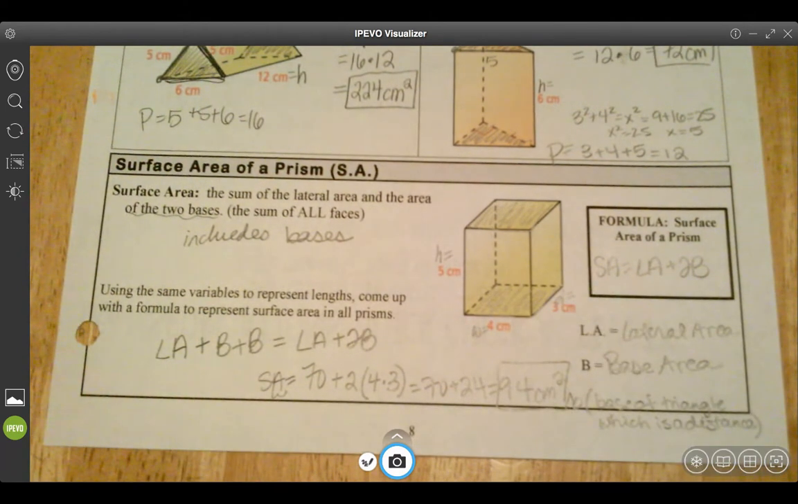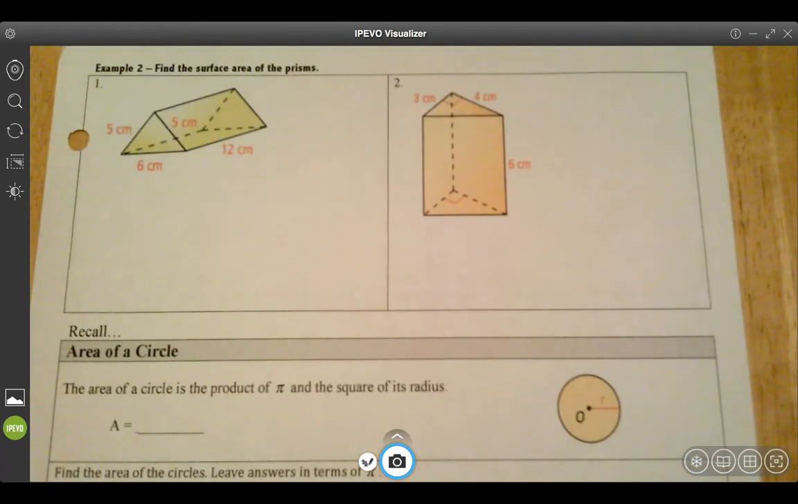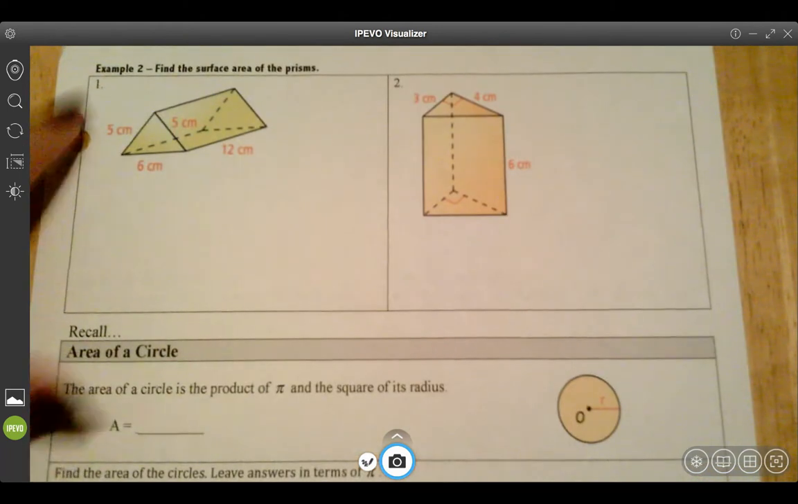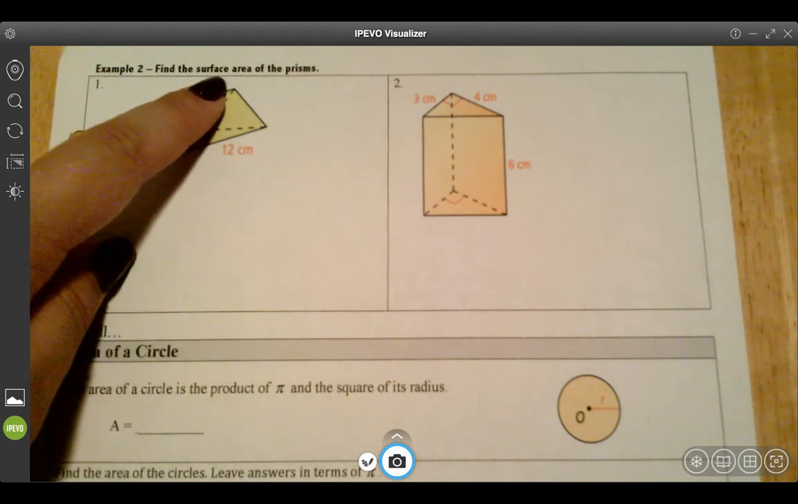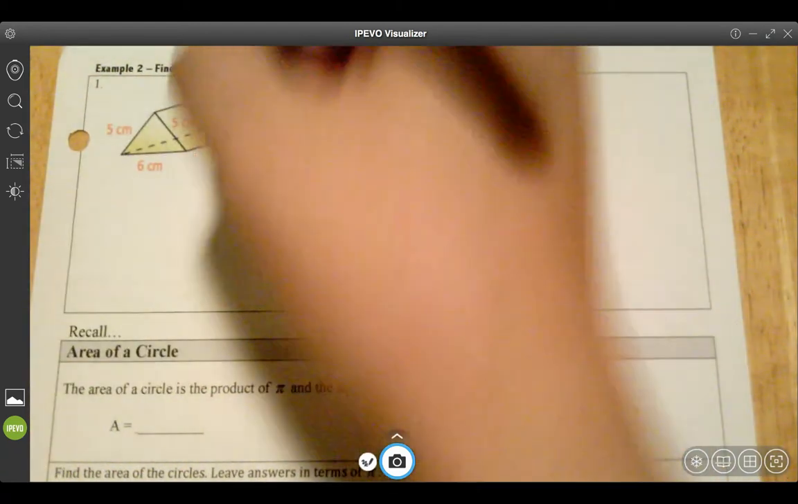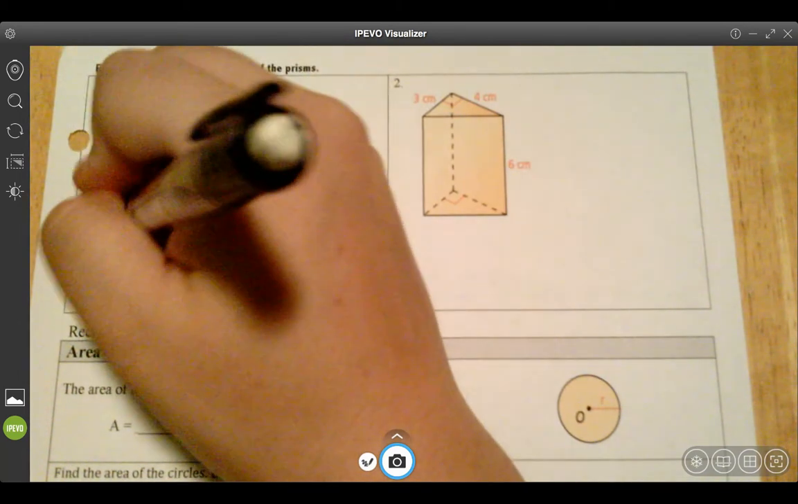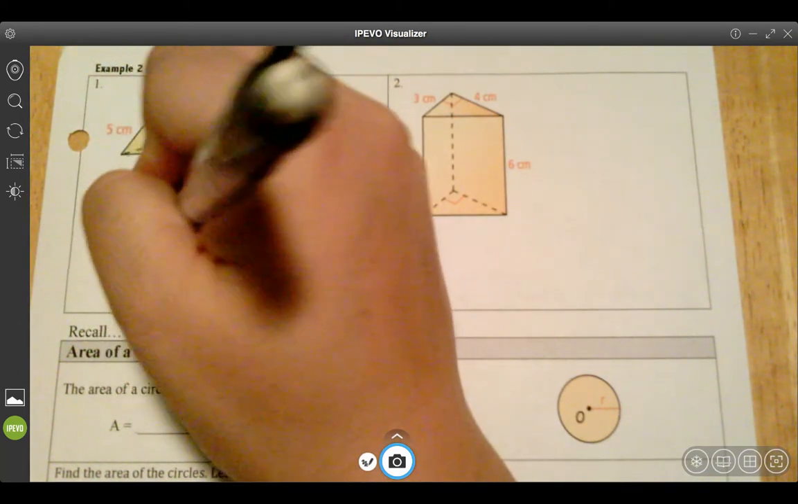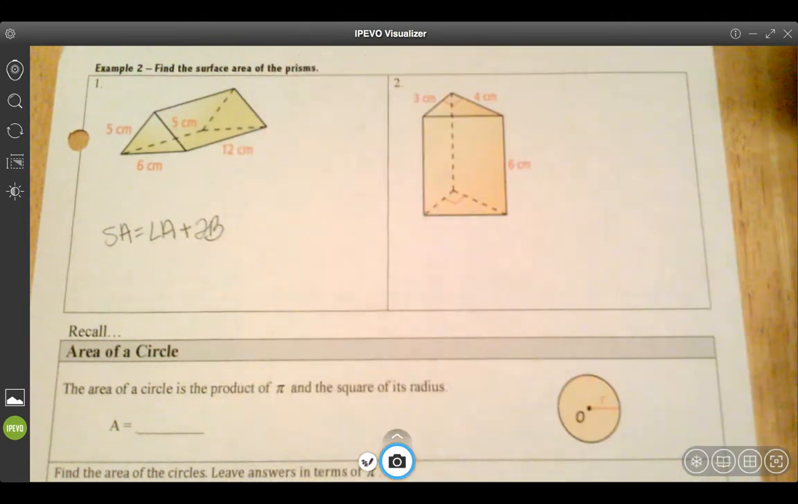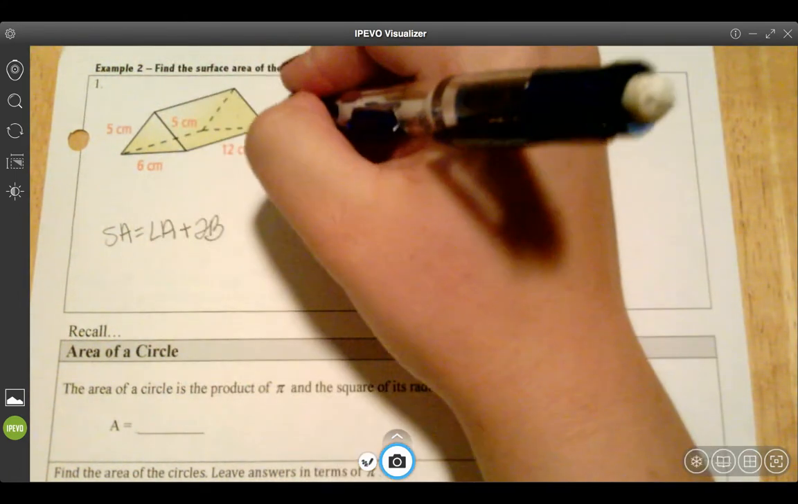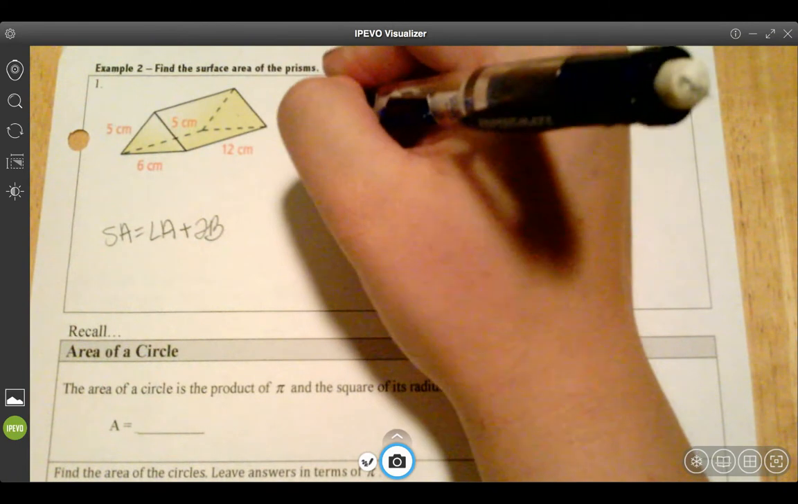Let's look at some examples. On our first example here, we want to find the surface area. Make sure you're reading the instructions carefully. In order to find the surface area, it equals lateral area plus, how many bases do I have? I have 2 bases. So I need to find the lateral area, which is perimeter times height.